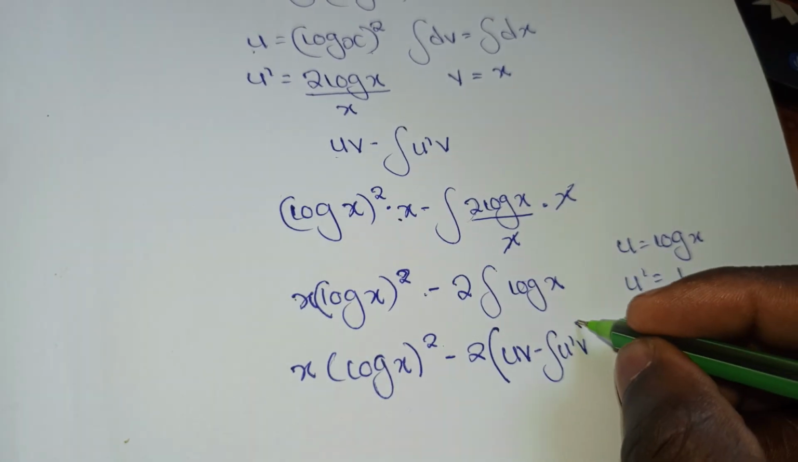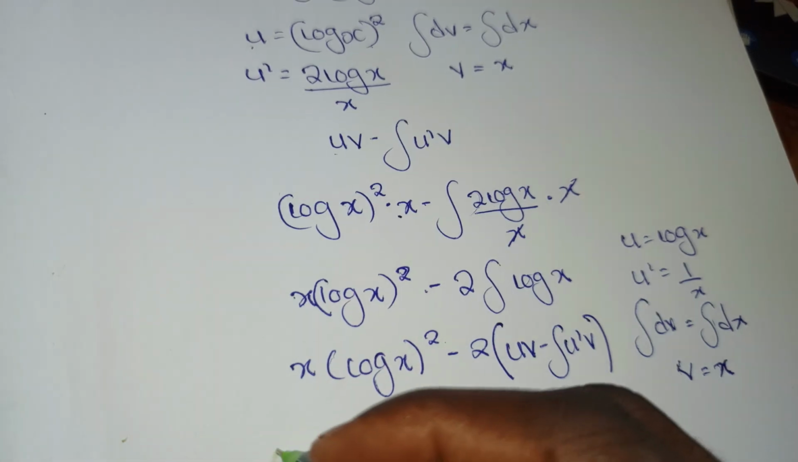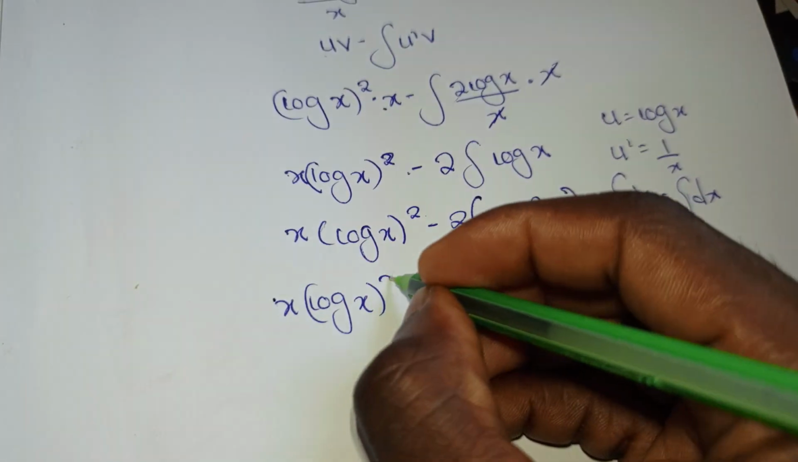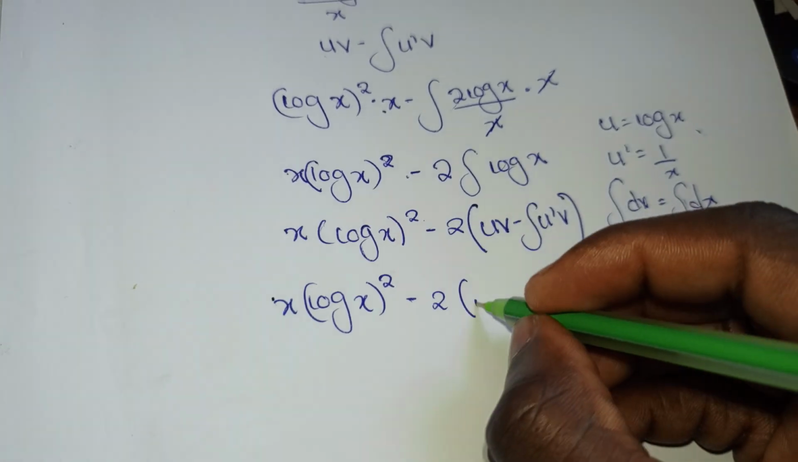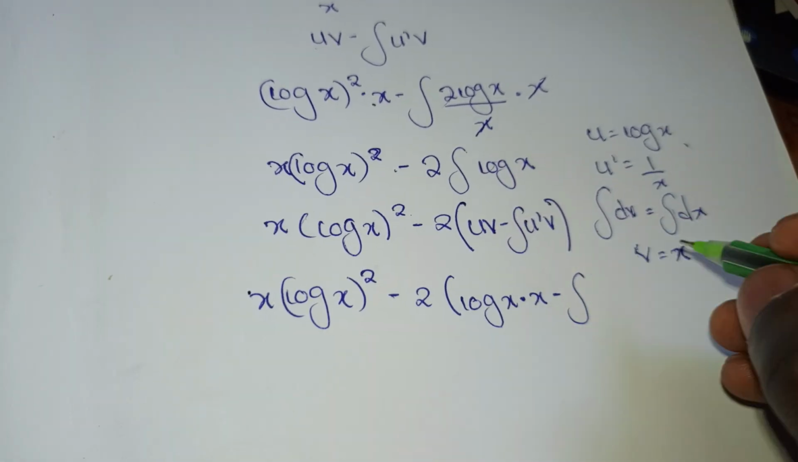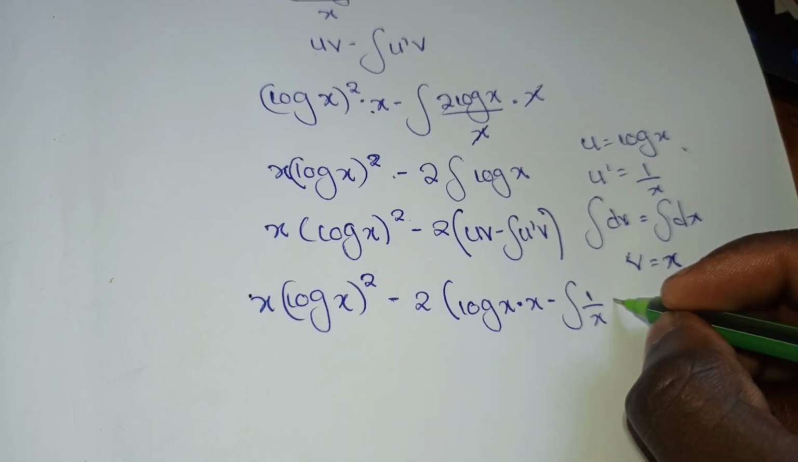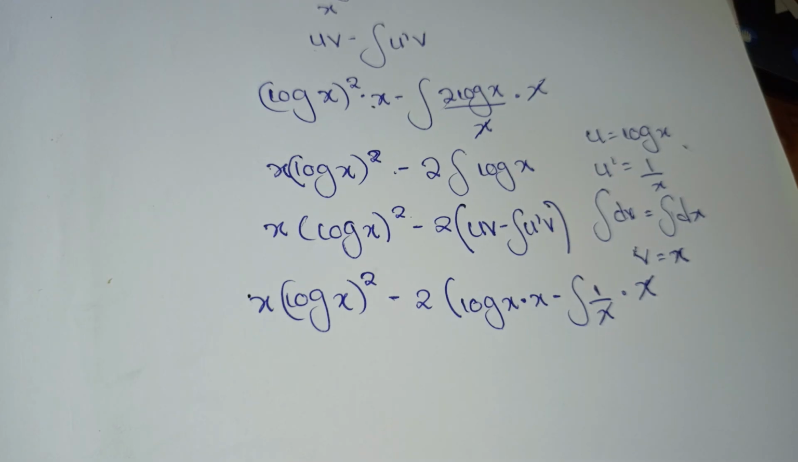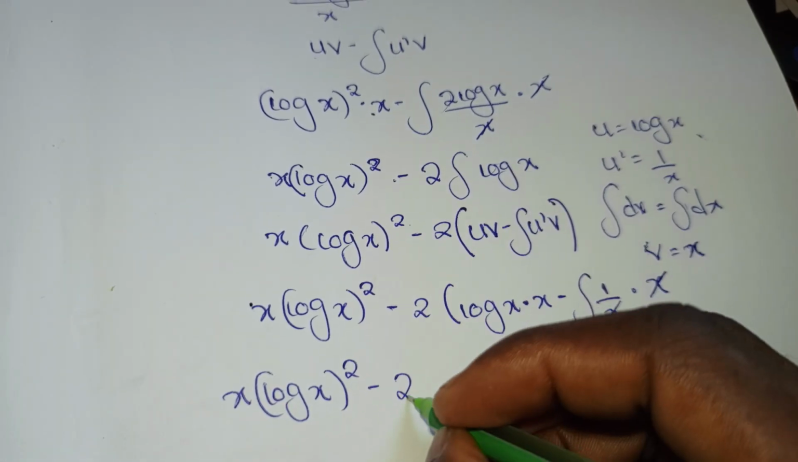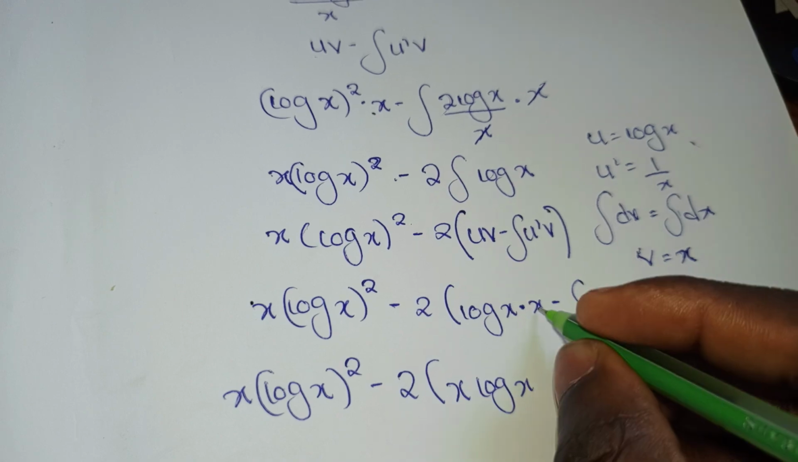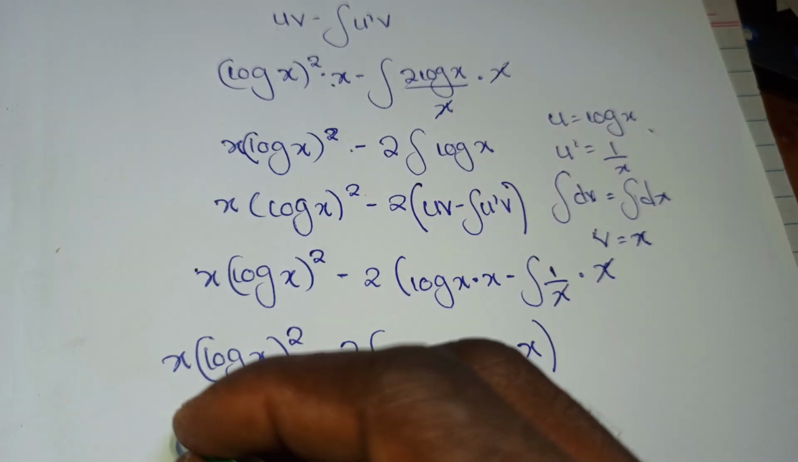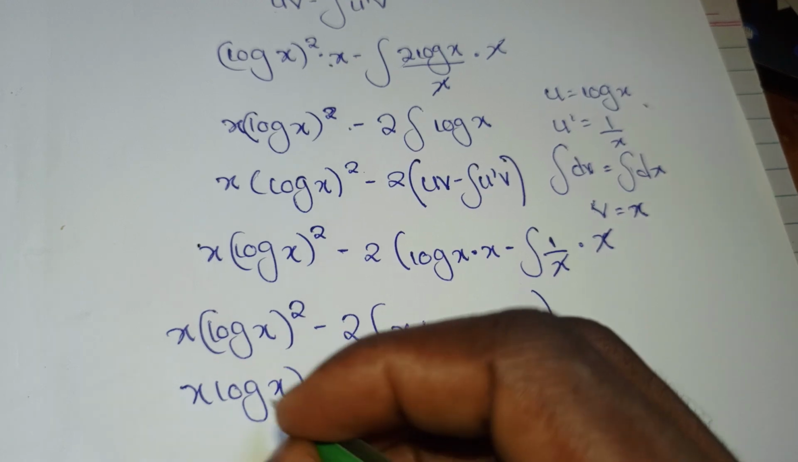formula for integration by parts, where we now have x (log x) squared minus 2, where u in this case is log x and v in this case is x, minus the integral of u prime, which is 1 over x, and v is x, where this x and that x can cancel out, and we have x (log x) squared minus 2 open bracket x log x. Remember this x and this x are not the same. Then the integral of 1 is x, where we have x (log x) squared like this.